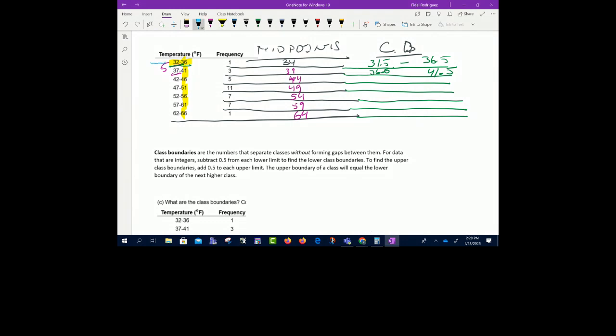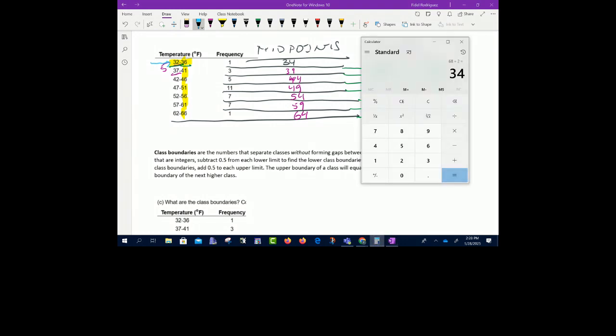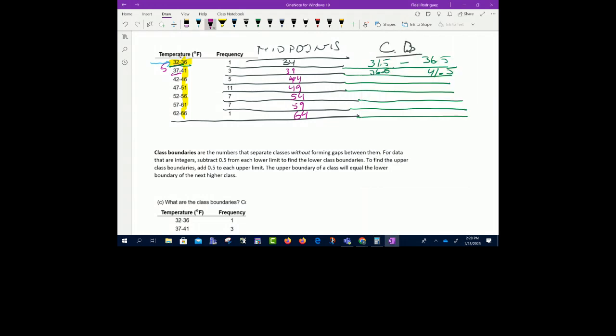31.5, we took this number 32 and we subtracted 0.5 from it, right? So we said, look, 32, and we're going to subtract 0.5. And that gave me 31.5. Okay. So I'm going to subtract 0.5 from each of these numbers, and I'm going to add 0.5 to each of those numbers. Okay. So y'all, would the next one here be 41.5?